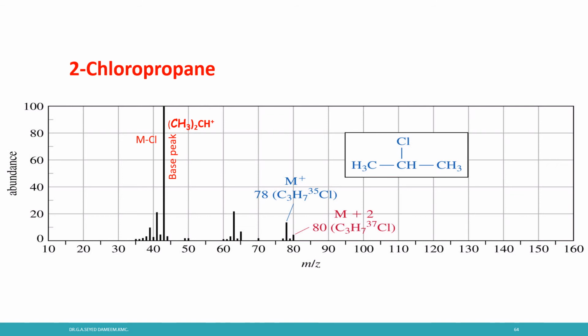That peak is due to the propyl cation, that is the isopropyl cation, and that ion has greater stability. That ion gives the base peak. That peak is at m/z 43. So the peak at m/z 43 is the base peak, and at m/z 78 is the molecular ion peak, and m/z 80 is the M plus 2 peak, and the remaining peaks are some of the fragment ion peaks.